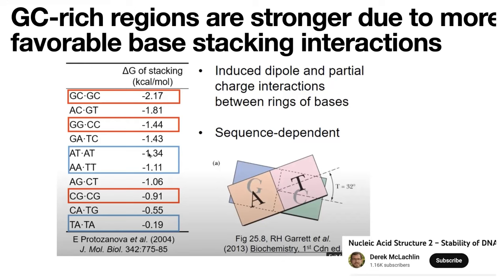With an AT-AT, here we're still getting favorable interactions, but it's not nearly as much. Here we're just getting about negative 1.34. Therefore, if we wanted to pull apart these strands, we would have to put in the opposite amount of energy. We'd have to put in more energy in order to pull apart the GC-GC than the AT-AT.